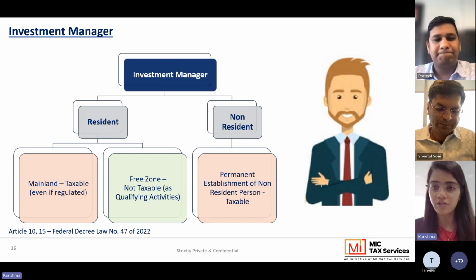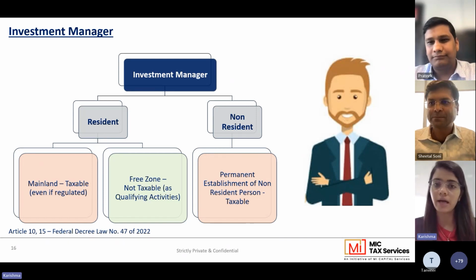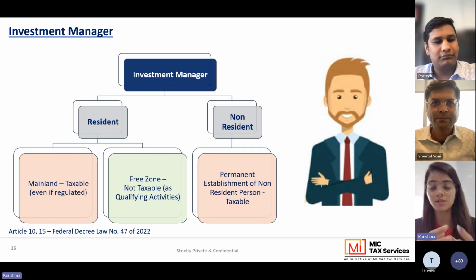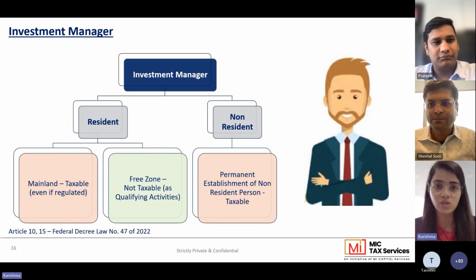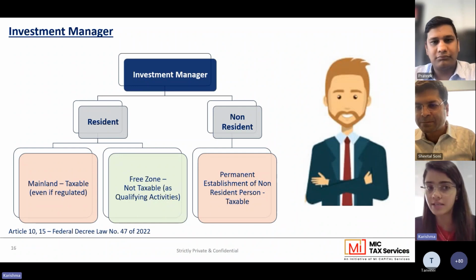So if you are an investment manager and you are a resident located in the mainland, then by default you would fall under the purview of the corporate tax and be liable to pay taxes on whatever income you derive as per the applicable tax rates. But if you are a resident investment manager located in a free zone, typically the investment managers being registered now are in the DIFC and ADGM financial free zones.